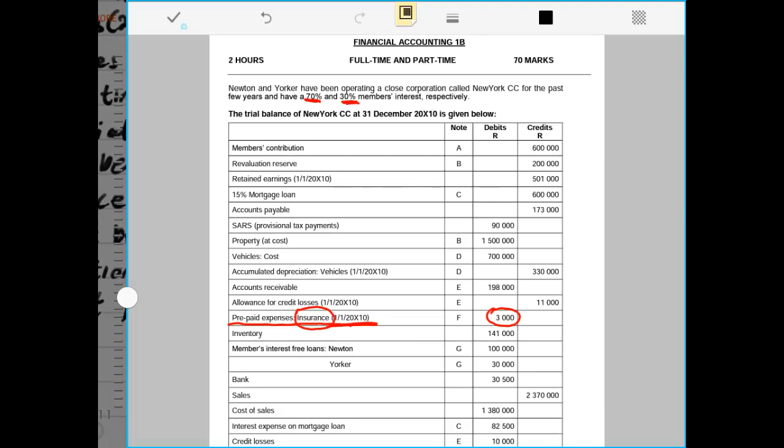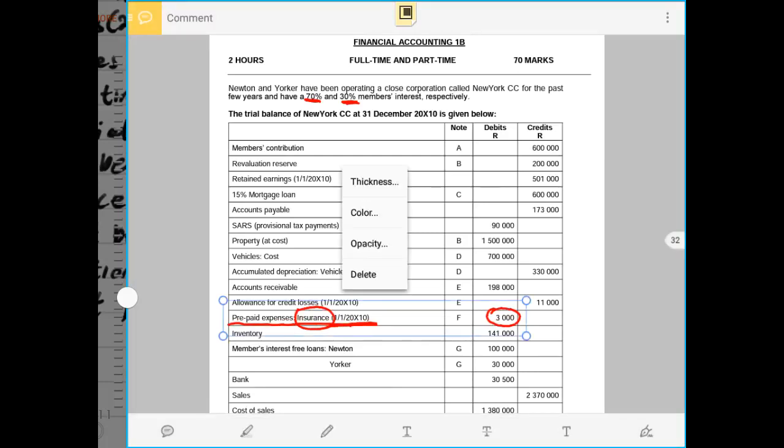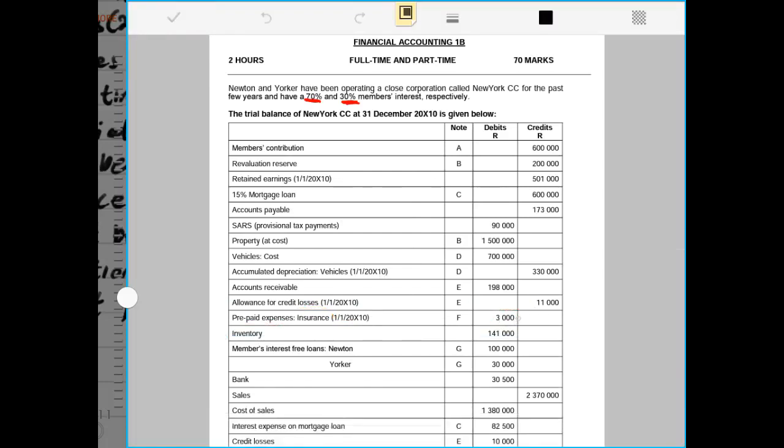And we know that a prepaid expense is an asset. So now if we make a reversal for this 3,000, it means it must be recorded on the credit side. Then this 3,000 will have to be credited as prepaid expense, and we acknowledge it as an expense in the current year. So now in the reversal, it means we have to subtract the 3,000 rands of the insurance, being recorded on the credit side. Then after we have inventory, we have members' free loan 100,000 rands and 30,000 rands.